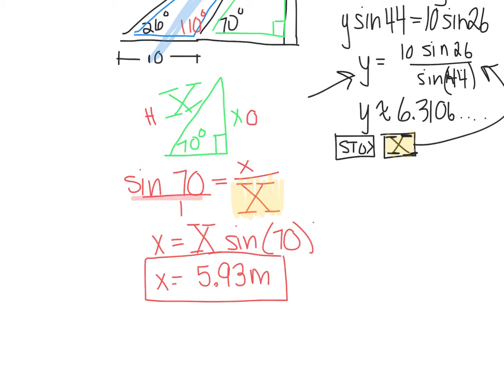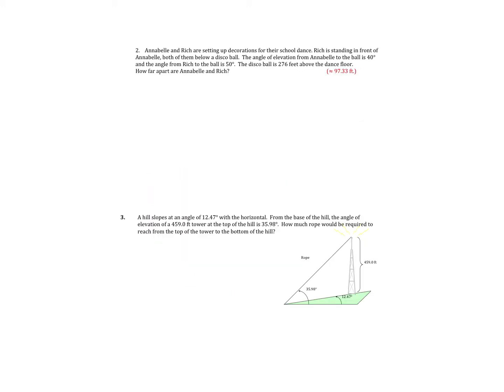Okay, and that's the first problem. Let's take a look at number 2 over here. It says, Annabelle and Rich are setting up decorations for their school dance. Rich is standing in front of Annabelle, and both of them are below a disco ball. The angle of elevation from Annabelle to the ball is 40 degrees, and the angle from Rich to the ball is 50 degrees. The disco ball is 276 feet above the dance floor. How far apart are Annabelle and Rich?